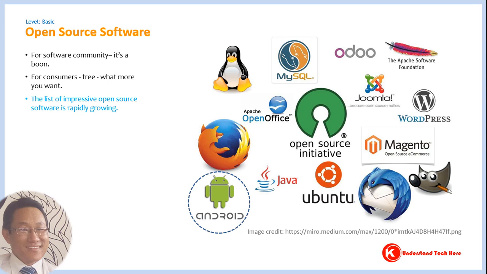Open source software obviously is made of two words, open source and software. Therefore, to understand open source software, you need to understand what software is, then what open source is.